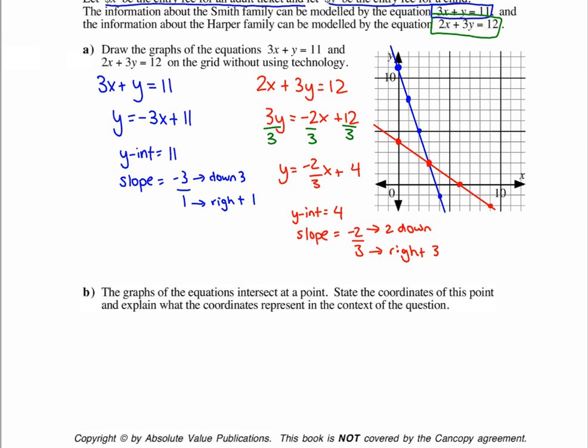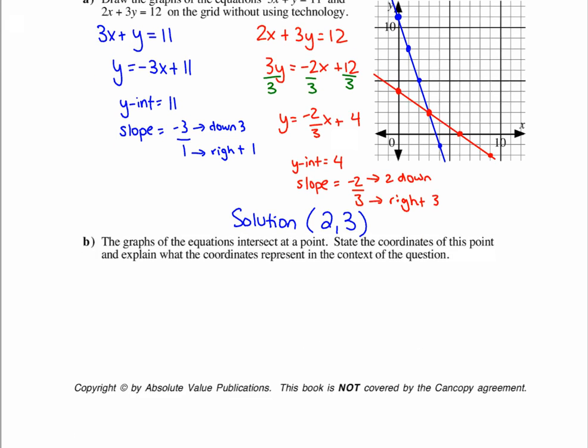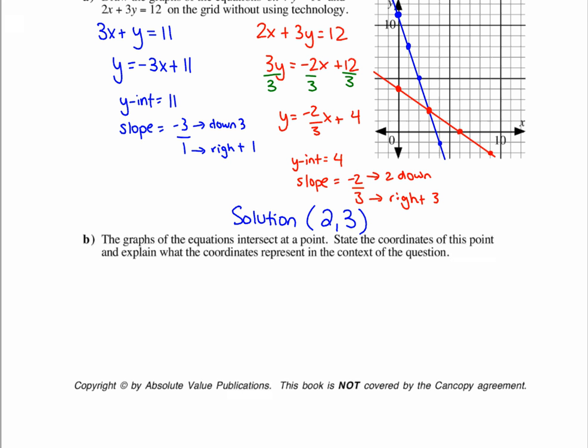Okay. So what would be the solution to this system? Someone said it. 2, 3. X is 2, y is 3. So in the context of this question, what does that mean? Because this is actually a contextualized problem. It says the coordinates, the solution was 2 and 3. So that means x is 2 and y is 3.